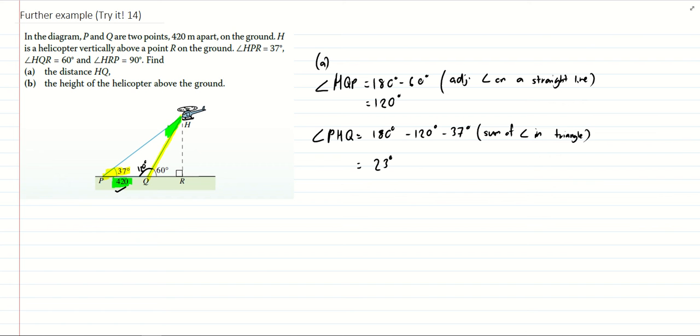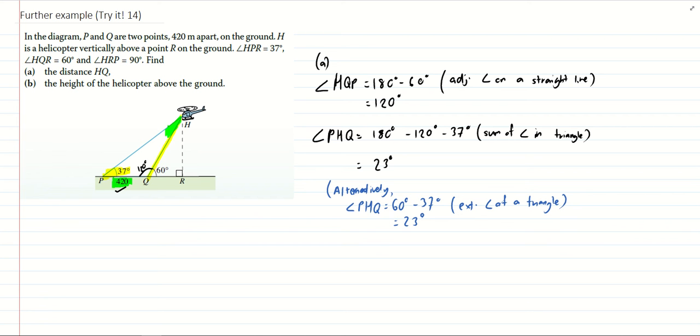Now let's just quickly show alternatively. You can just take angle PHQ equals to 60 degrees minus 37 degrees equals to 23 degrees, reason being exterior angle of a triangle. Either way, it's fine.